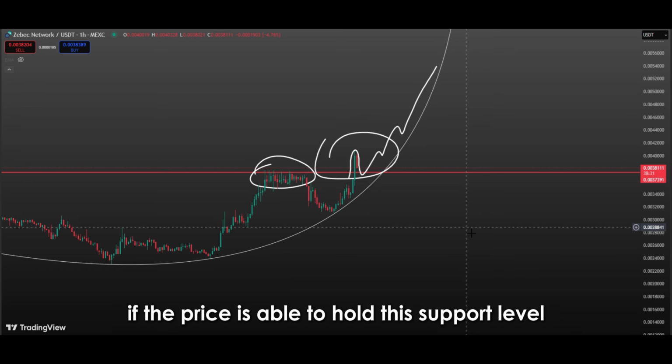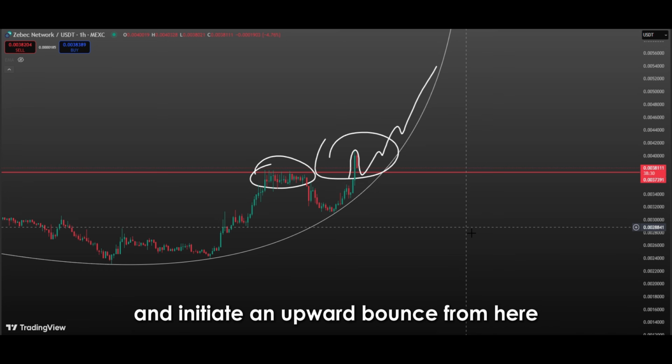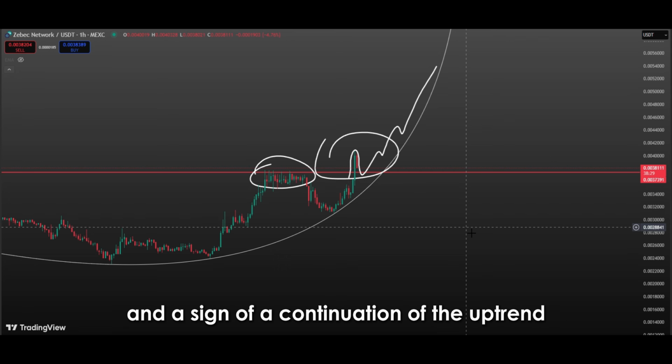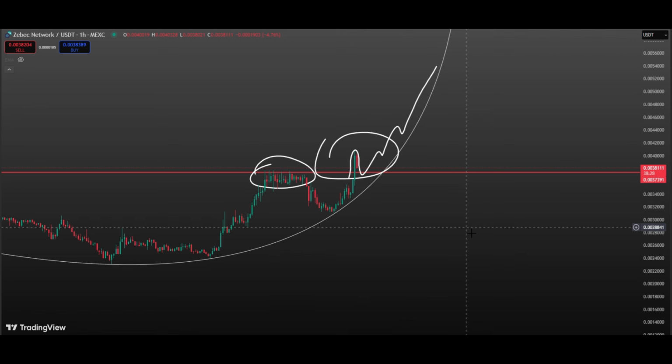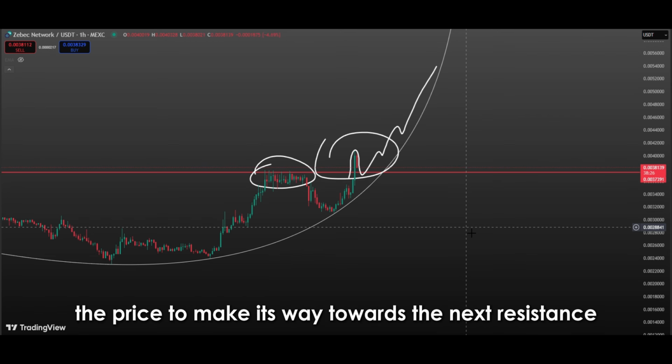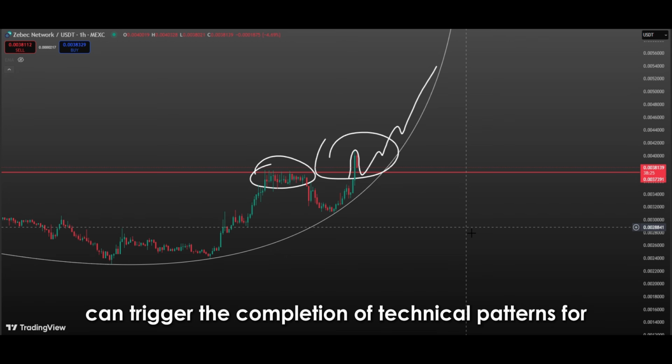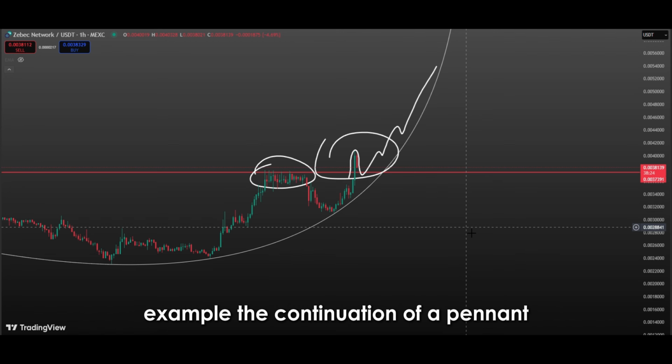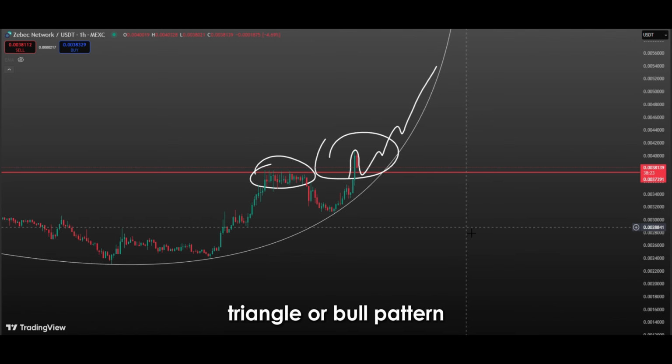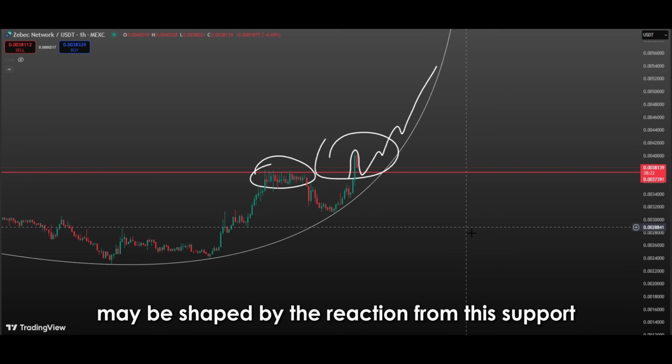If the price is able to hold this support level and initiate an upward bounce from here, it would be encouraging for short-term buyers and a sign of a continuation of the uptrend for long-term investors. Such bounces usually make more sense if they are backed by volume, enabling the price to make its way towards the next resistance level. In addition, such moves can trigger the completion of technical patterns. For example, the continuation of a pennant, triangle, or bull pattern may be shaped by the reaction from this support.